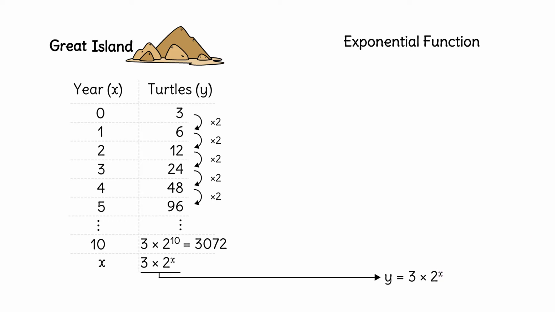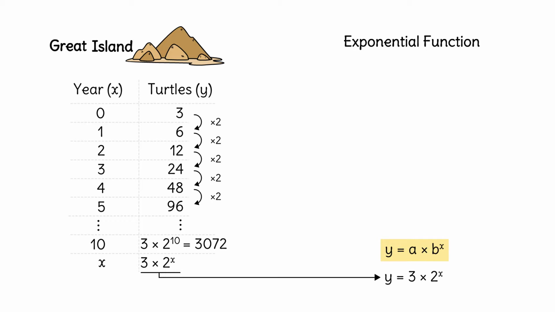This exponential function has a special structure. Y equals A times B to the X. B is called the multiplier. It determines how fast the turtles increase. A is the initial value, that is, the number of turtles in year 0.